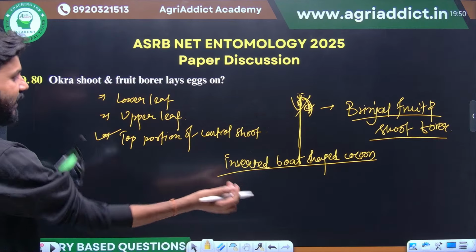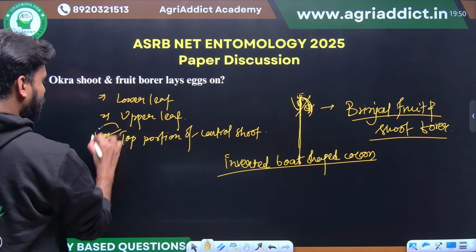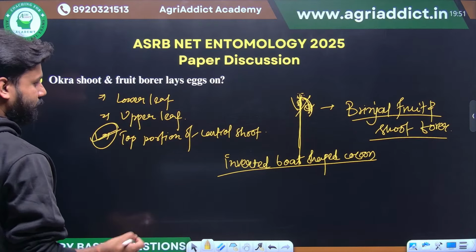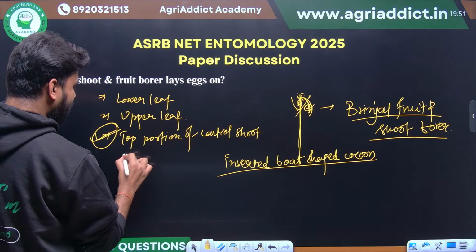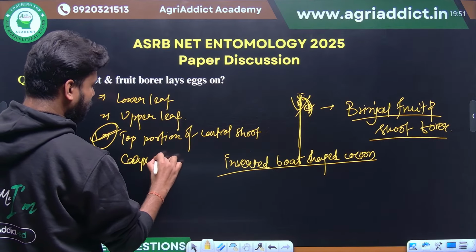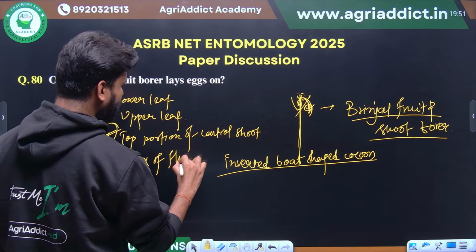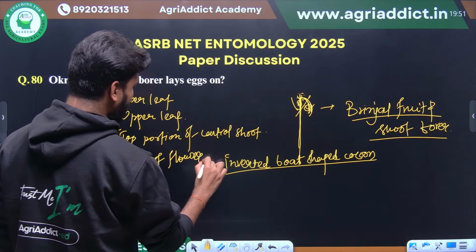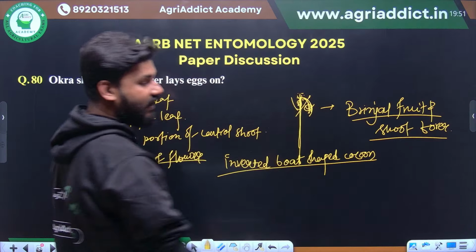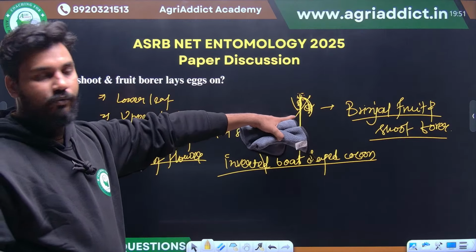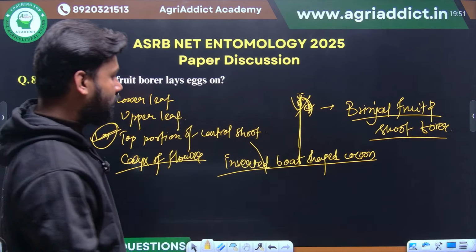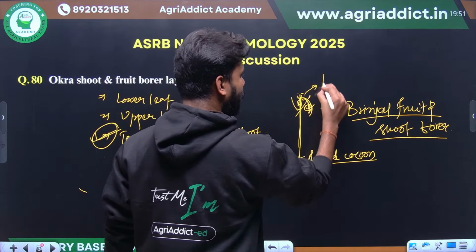So this will be the correct answer: top portion of central shoot. Another option was the calyx of the flower. I explained how they lay eggs, and the typical symptom is a drooping shoot.